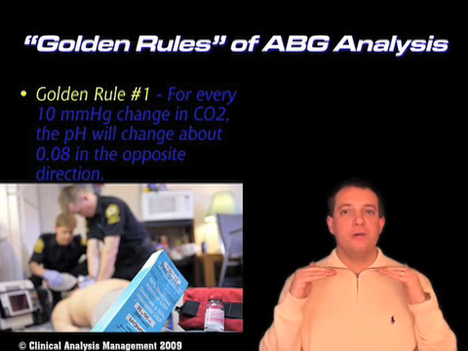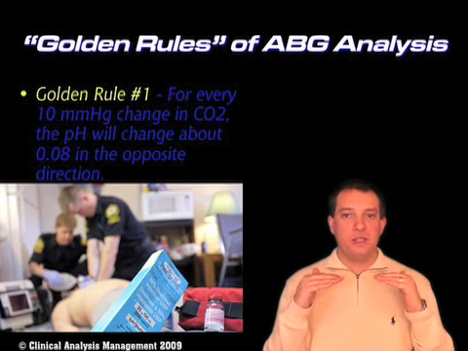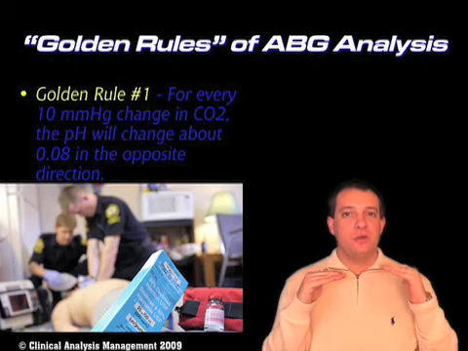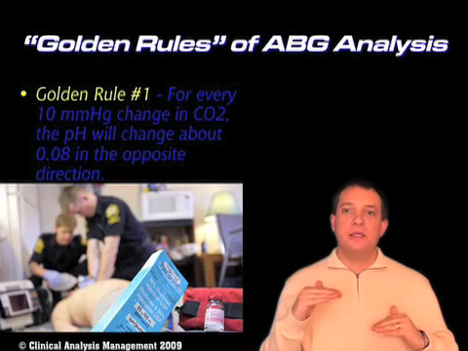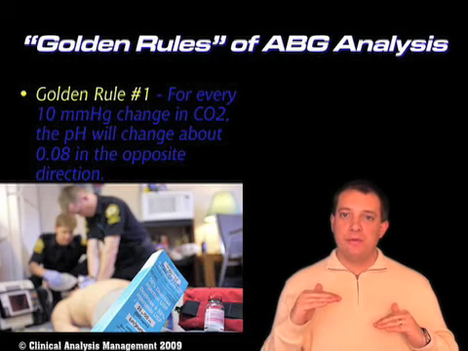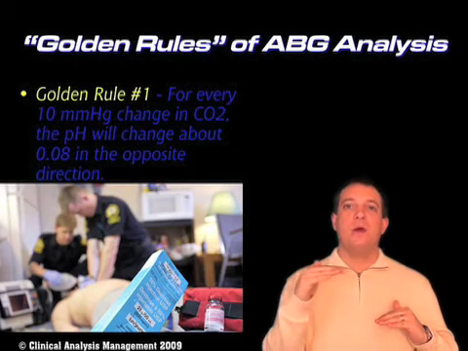So, if I've got a perfect CO2 of 40 and I've got a perfect pH of 7.4, if I hyperventilate my patient a little bit and I drop their CO2 from 40 to 30, then I would expect to see that that patient's pH would go from 7.4 to 7.48.